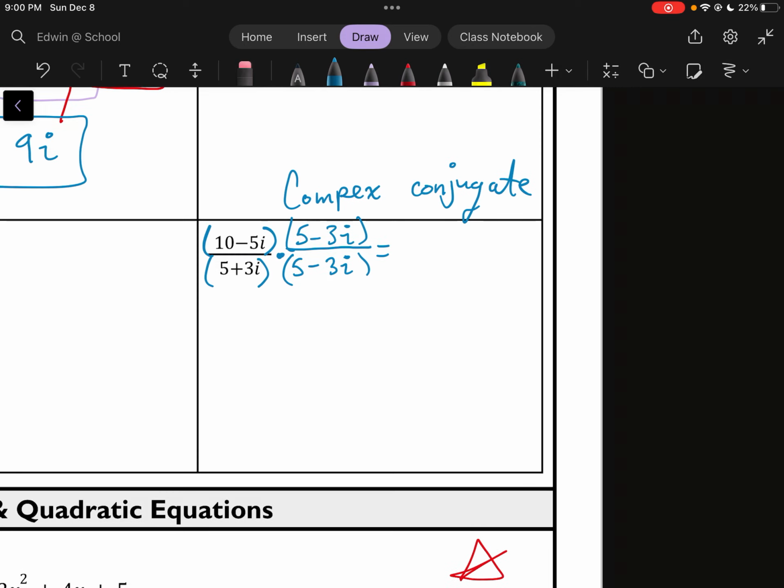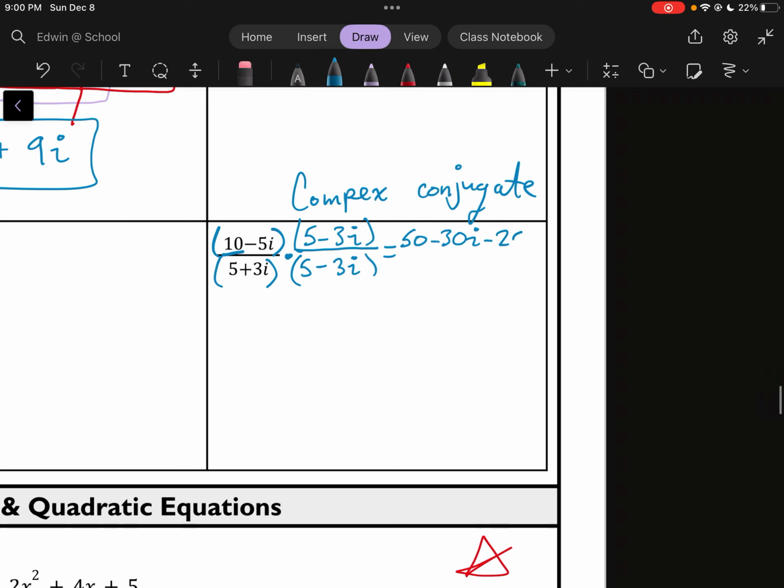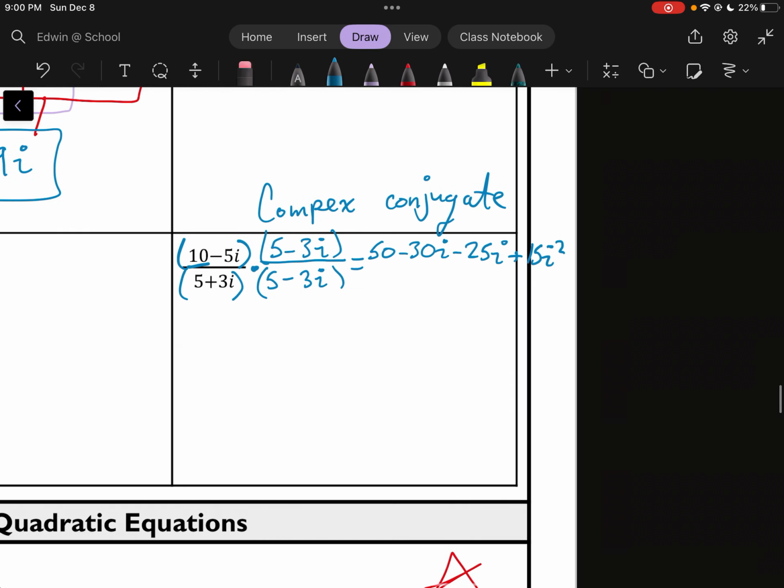So I see this and I see, okay, 10 times the 5 inside, which is 50. Then 10 times the -3i, which is minus 30i. Then minus 5i times 5 is minus 25i. And the last 2 numbers are plus 15i squared. Sorry if I wrote a little small. You could use your space a bit better.